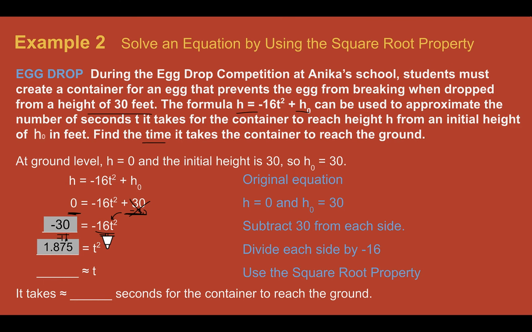Finally, using a calculator to take the square root of both sides, we would end up with t is about 1.37. It would also be negative 1.37, but since we are talking about time here, we need to use the positive value. So it took 1.37 seconds for the container to reach the ground. And just like all the methods that we're going to use to solve these equations going forward, you can always check your answer using the graphing method with decimals and seeing when the graph crosses the x-axis.